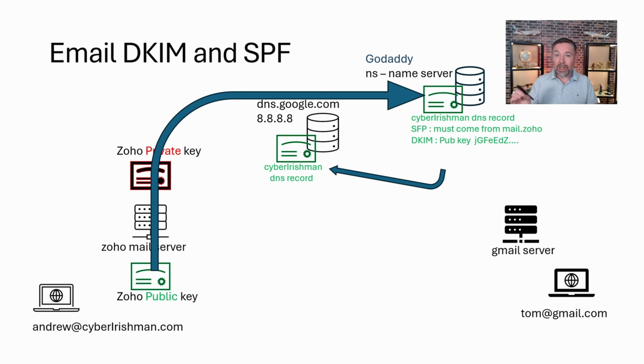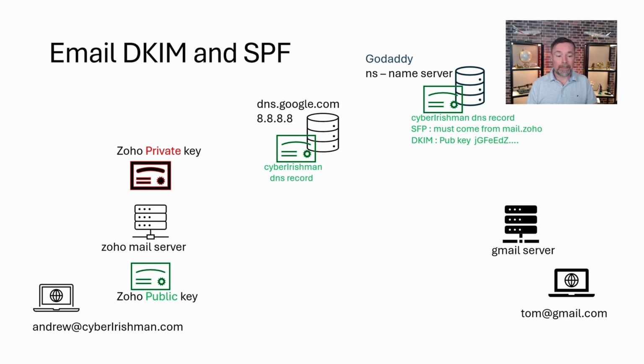It's going to be the top dog in the domain chain for cyberirishman.com. So next, Andrew's going to go ahead and create an email. And it gets sent to the Zoho mail server for being sent onto the rest of the internet. And as it's leaving the server, it gets a digital signature. Zoho's private key is added and it creates a digital signature for that piece of email.